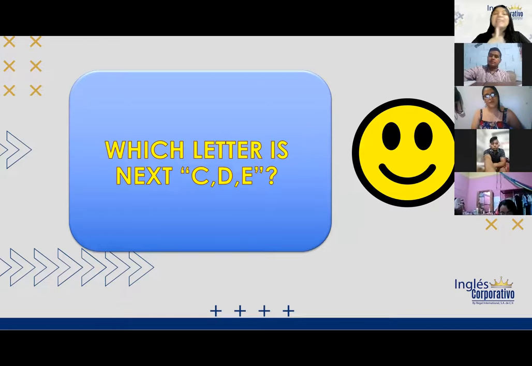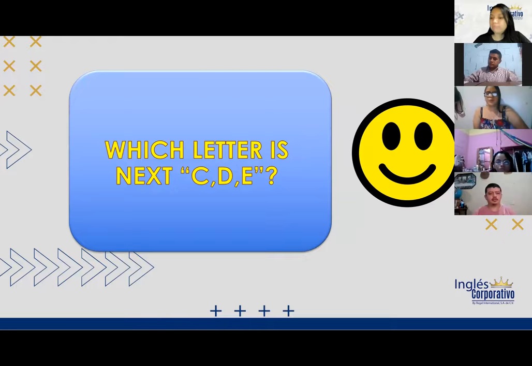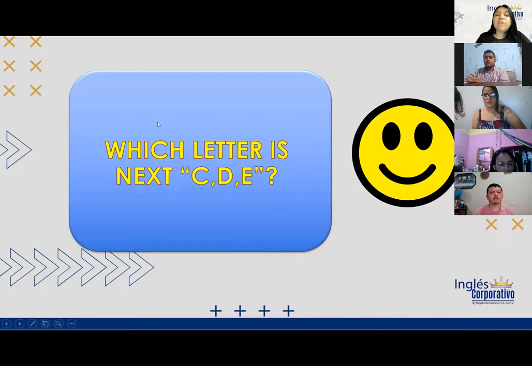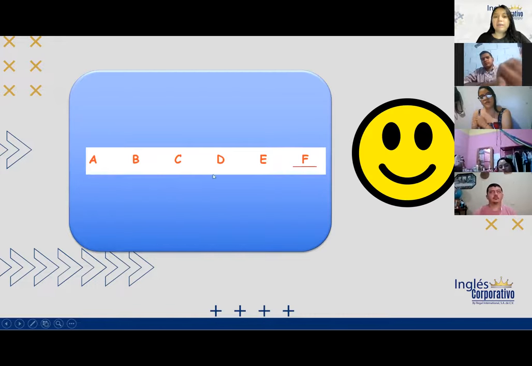Which letter is next: C, D, E? Letter F, teacher. Very good. So, which letter is next? C, D, E, F. Okay, aquí dice, ¿cuál letra sigue después de C, D, E, F? Okay, very good. A, B, C, D, E, F.